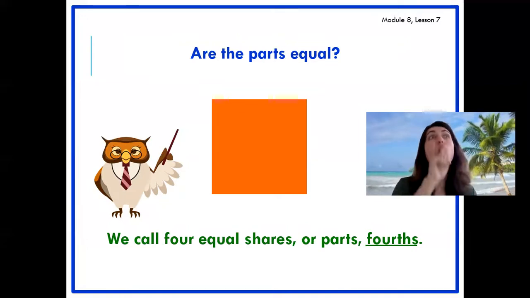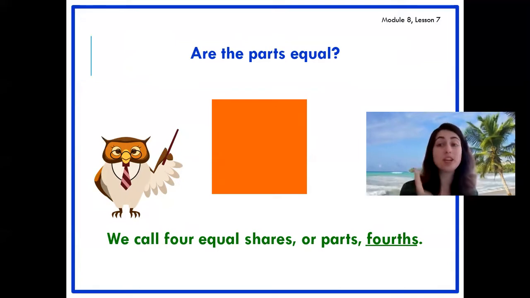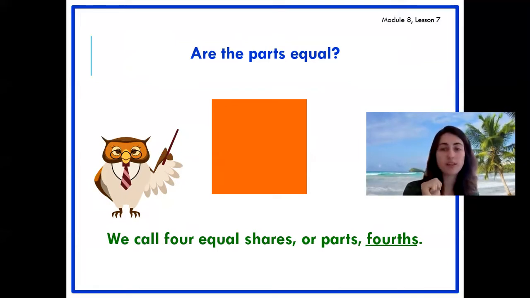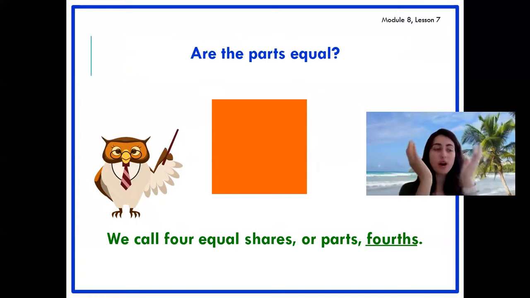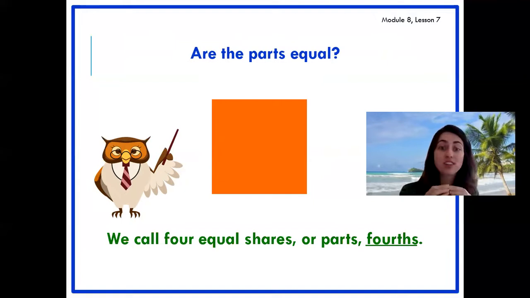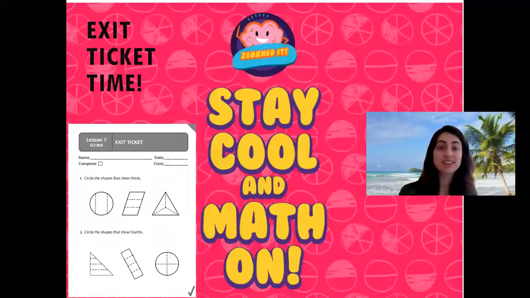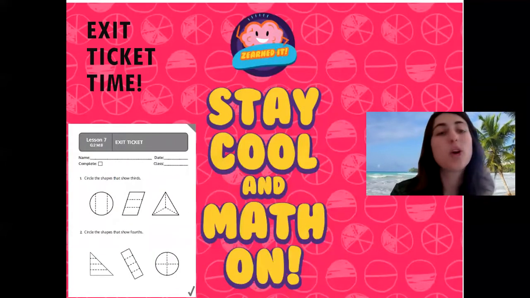So we had halves, then we have thirds, and then we have fourths. And all of the parts have to be equal for them to be called halves, thirds, or fourths, right? They all have to be equal shares, equal parts, equal shares to create one whole. We have halves, thirds, and fourths. Good job. We're going to stay cool and math on.